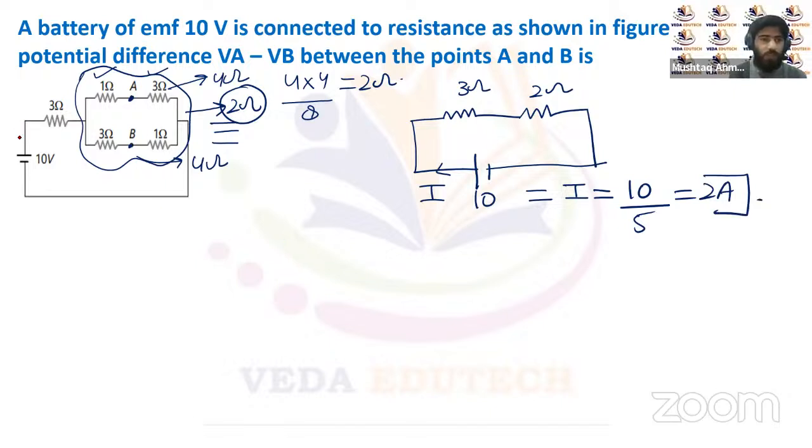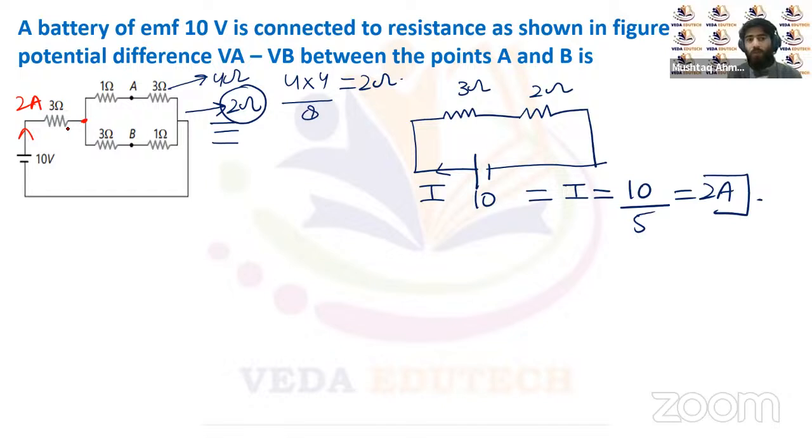So this will be the direction of the current. 2 amperes current will be through this circuit. Now at this point, this is the junction point, and the current will be distributed along two branches. There is a branch along A and there's a branch along B.